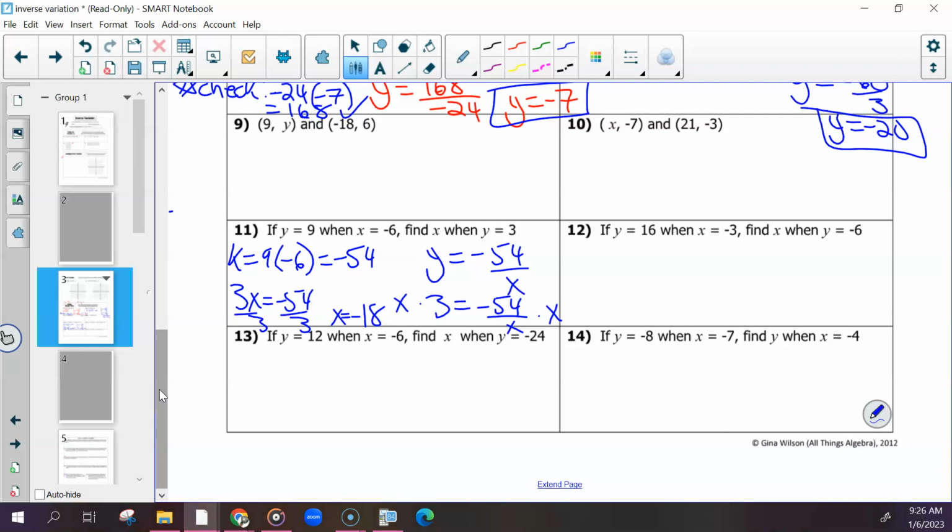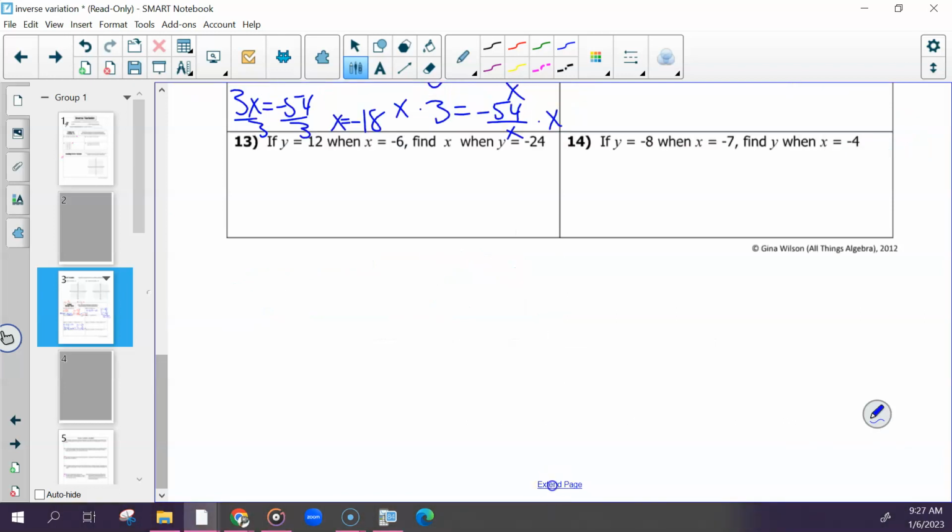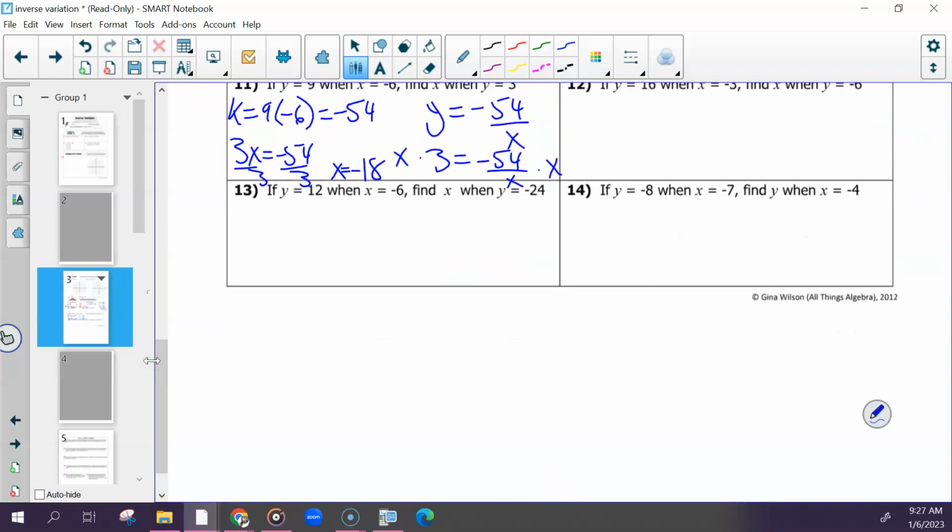All right, let's do 14. Same process. Multiply negative 8 and negative 7 together. Find your k value. Put that in your equation. 56 over x. Now we're looking for y when x is negative 4. Divide that, tell me what you get.